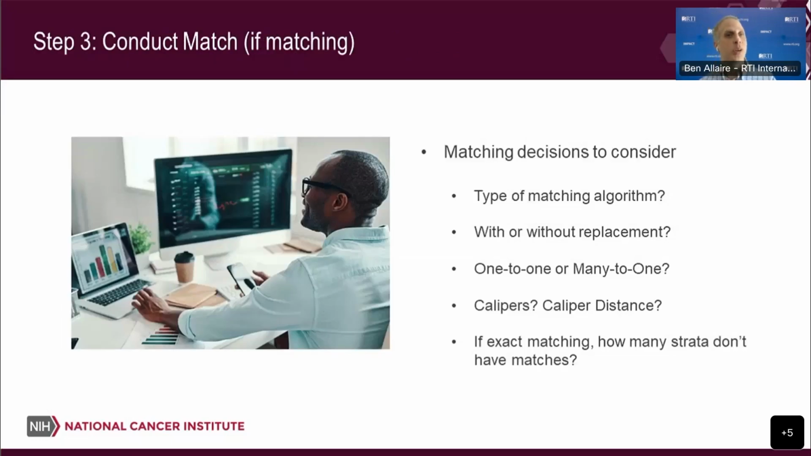Okay, so step 3 is conduct the match if matching. Obviously if you're weighting, you needn't concern yourself with that. But for exact matching and propensity score matching, you will have to consider some of these questions. For exact matching, just the last one for the most part. But for propensity score matching, you have to think about what type of matching algorithm you will use. So if you have two folks with the same propensity score, how will you select the ones that are close? What does close mean? That's essentially what your calipers are.